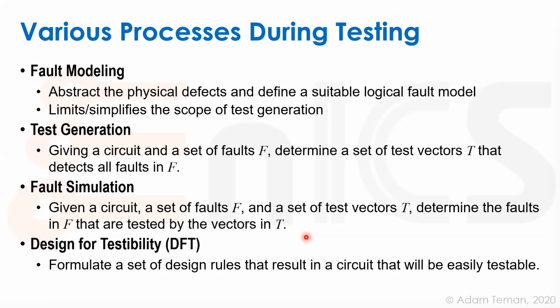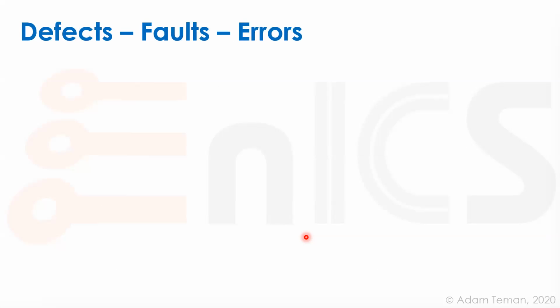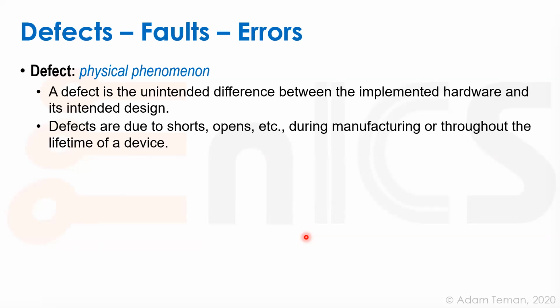Okay, some terminology. Defects, faults, and errors. They're basically three ways of saying the same thing. The defect is the actual physical phenomenon. So the defect is the unintended difference between the implemented hardware and its intended design due to shorts, opens, and so on. It can be in manufacturing, or it can be throughout the lifetime of a device through aging or whatever.